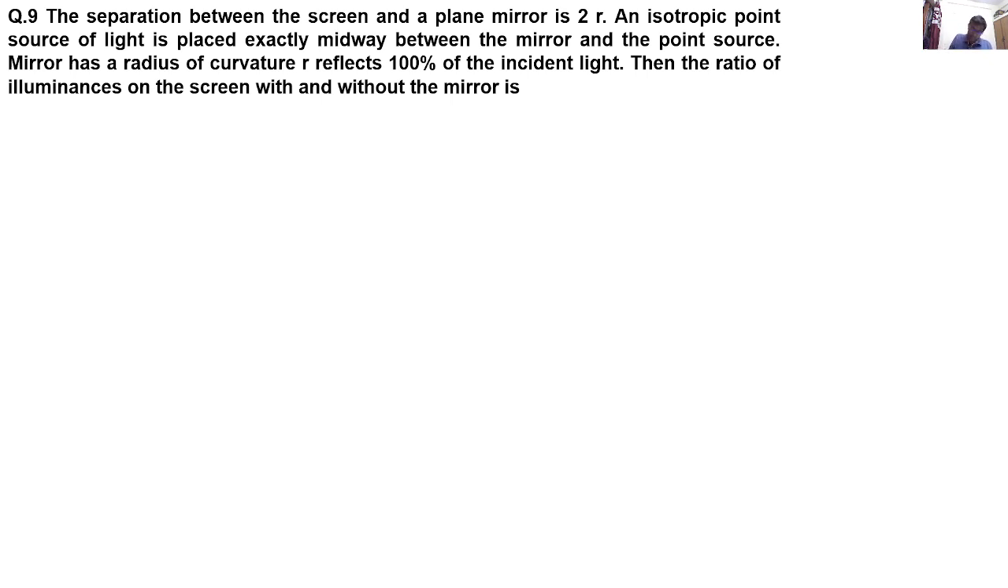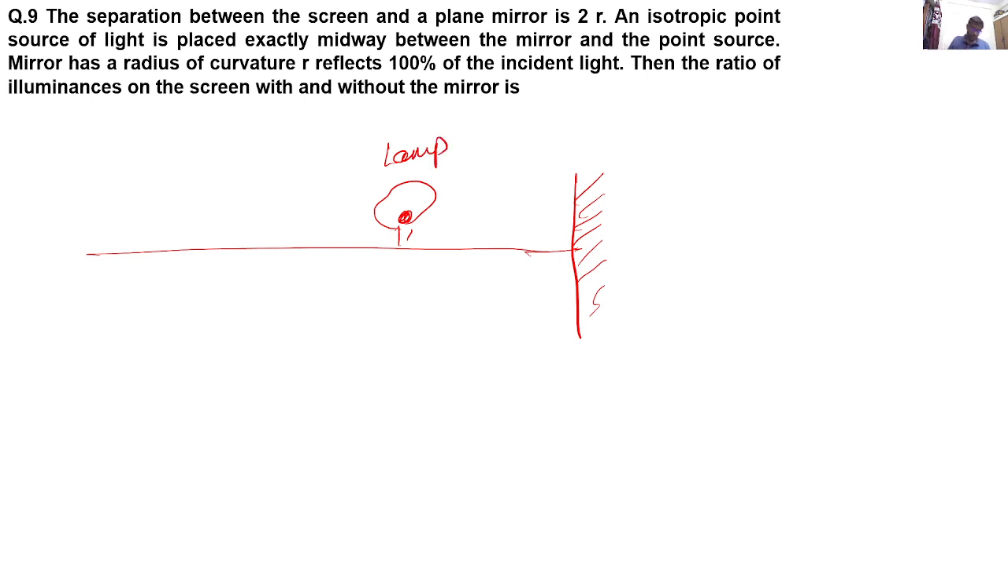Okay. The funda is like this. There is a screen. Let us suppose this is the isotropic point source, let's call it a lamp. And there is a mirror, so this is the mirror. The separation between the screen and a plane mirror is 2r, so this is 2r.